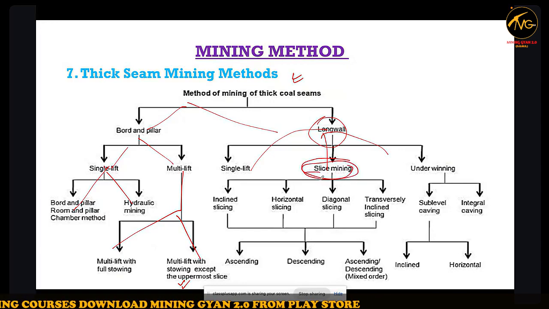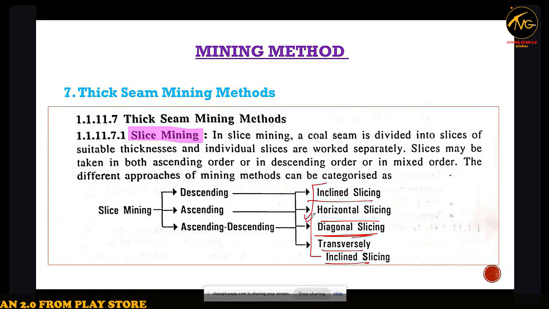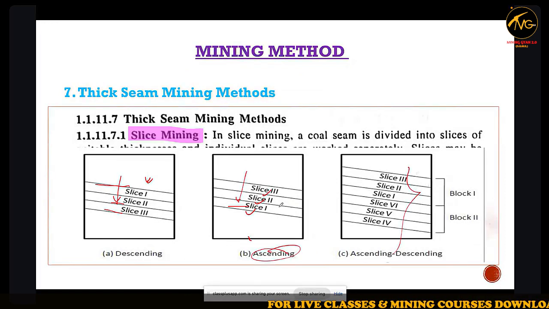Slice mining is further divided into incline slicing, horizontal slicing, diagonal slicing, and transversely inclined slicing. These four methods we use: ascending, descending. Then we discussed what ascending and descending are. The thick coal seam is divided into slices. If we go from top to bottom, it is known as descending. If we divide slices from bottom to top, slice 1, slice 2, slice 3, then it's known as ascending. And there is also a method which involves a combination of the two.